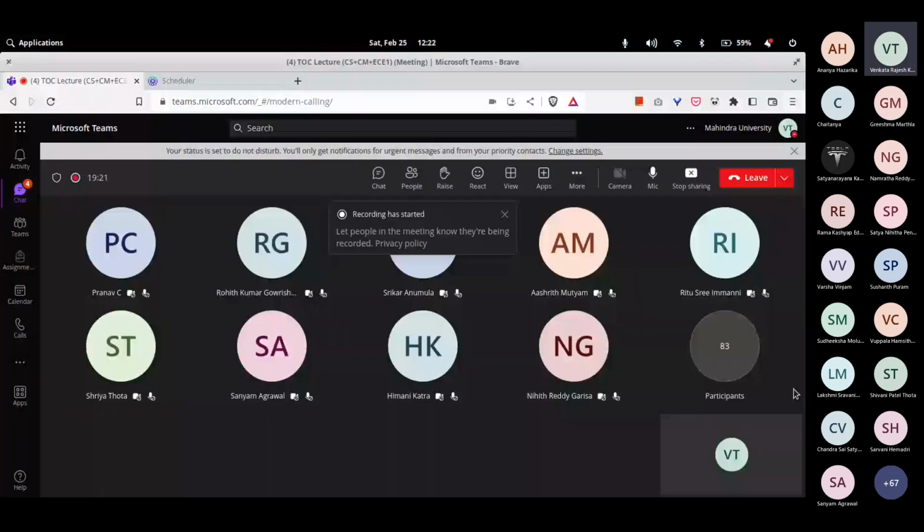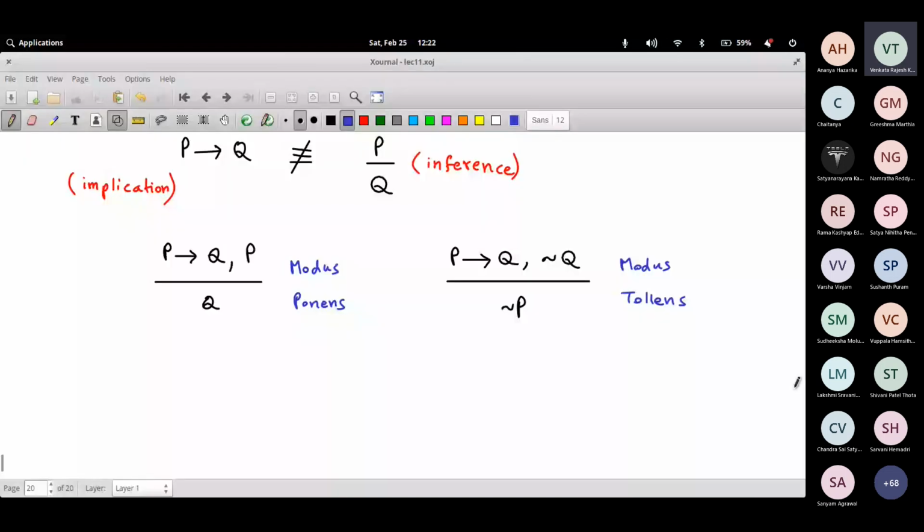Okay. So this is the difference between implication and inference. Implication is one statement. Inference is two or more statements related to each other, where the truth value of one will influence the truth value of the other. Okay. In this case, the truth value of P does not in any way influence the truth value of Q. All right. Both are independent truth values. Okay. Fine.